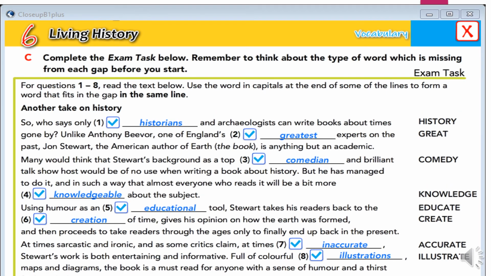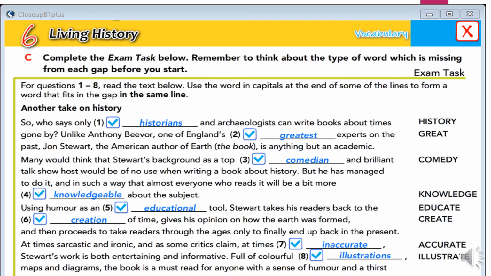Read the text below. Use the word in capitals at the end of some of the lines to form a word that fits in the gap in the same line. Another take on history. So, who says only historians and archaeologists can write books about times gone by? Unlike Anthony Beevor, one of England's greatest experts on the past, John Stewart, the American author of Earth (The Book), is anything but an academic. Many would think that Stewart's background as a top comedian and brilliant talk show host would be of no use when writing a book about history. But he has managed to do it, and in such a way that almost everyone who reads it will be a bit more knowledgeable about the subject.